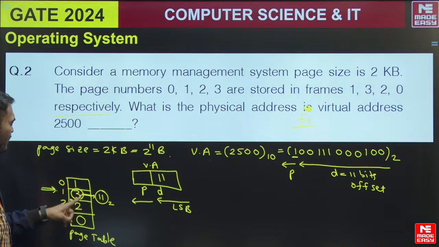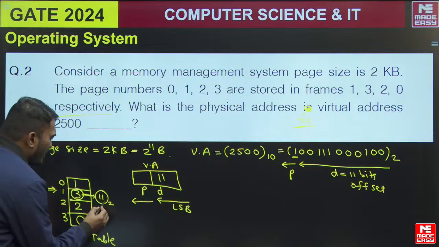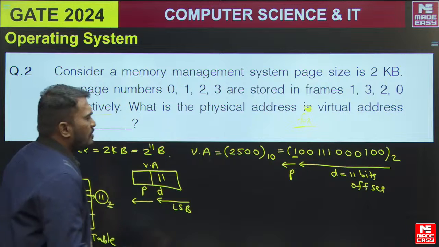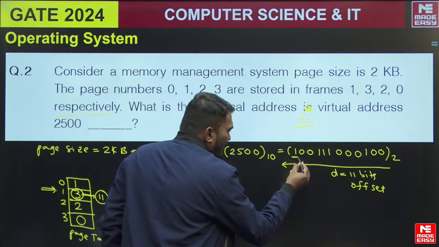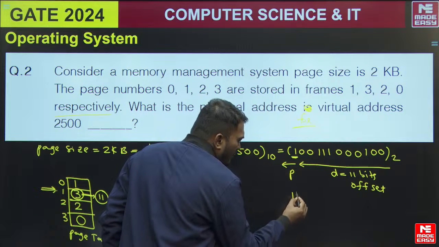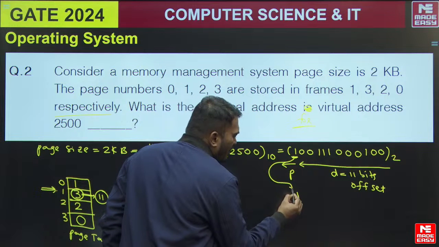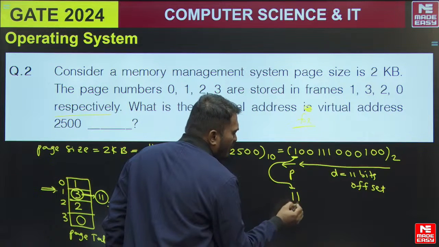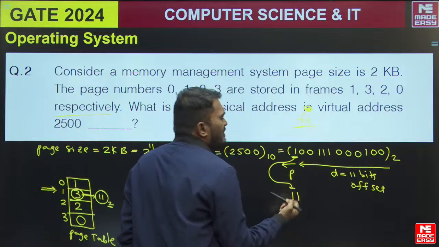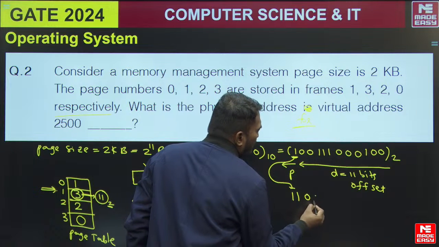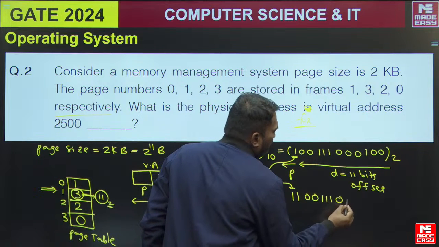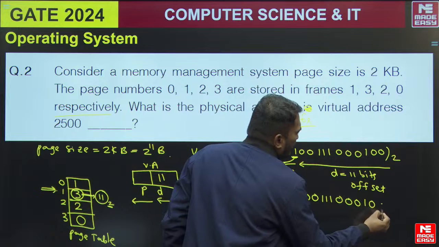Page number 1 is available in frame number 3. Three in binary format is 11, so I am writing it in binary format. So page number 1 is available in frame number 11, and the offset you copy as it is. What is the offset? You have 0 0 1 1 1 0 0 0 1 0 0.